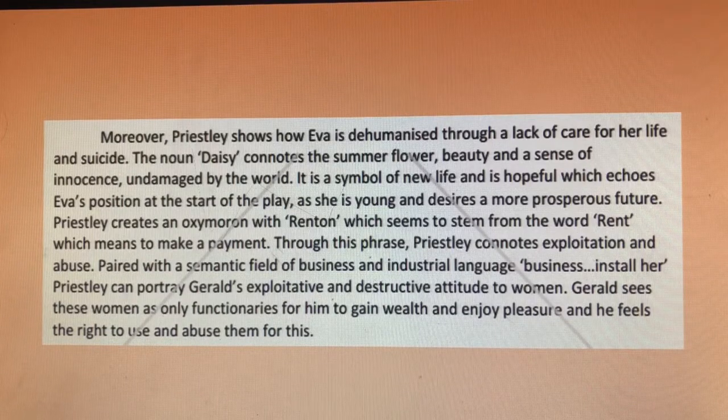Priestley creates an oxymoron with Renton, which seems to stem from the word rent, which means to make a payment. Through this phrase, Priestley connotes exploitation and abuse. Again, really nice wording there. Priestley connotes exploitation and abuse.